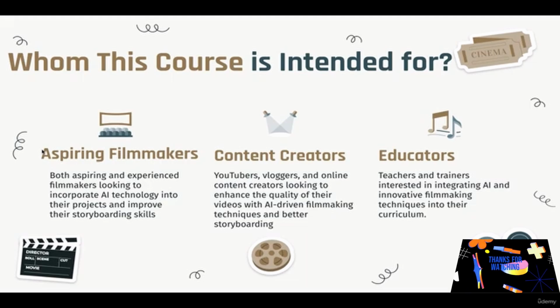Both aspiring and experienced filmmakers looking to incorporate AI technologies into their projects and improve their storyboarding skills. So if you're one of those people, this is definitely the right course for you guys. Because guess what? Here in this course, you're going to learn how to automate and speed up your filmmaking process using AI technologies, right? So we're going to learn how to use AI text to film generators, where you can just type in any film topics that you want, any genre that you want, and then click generate, and in less than a couple seconds, AI is going to generate you a complete film.